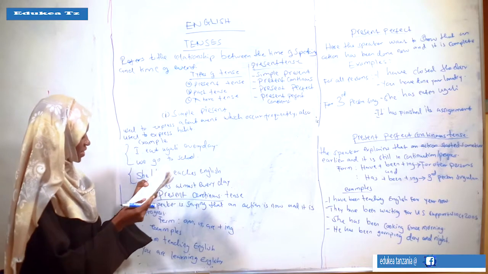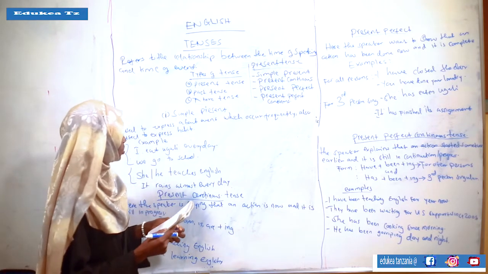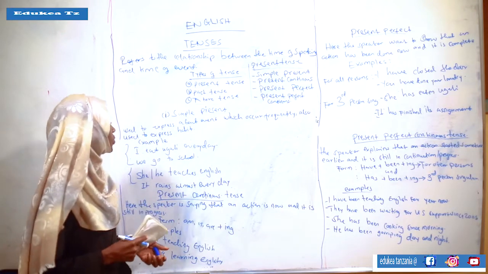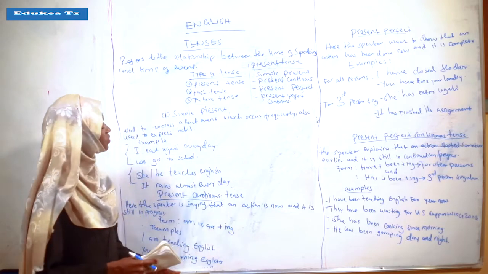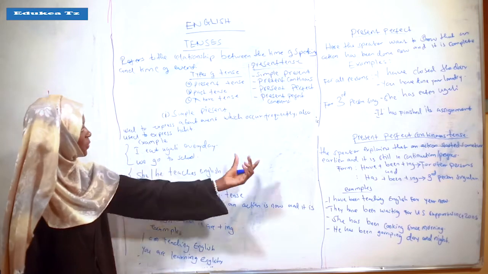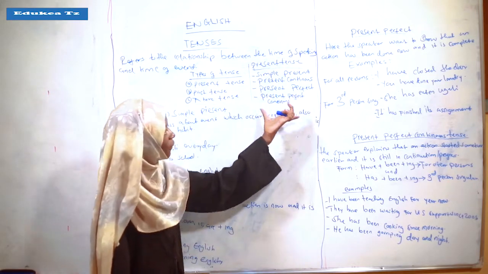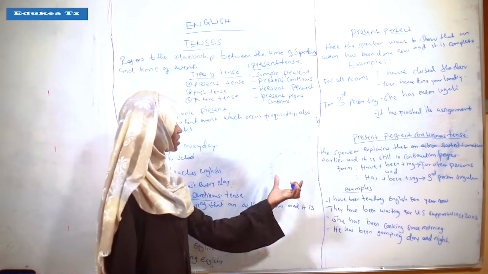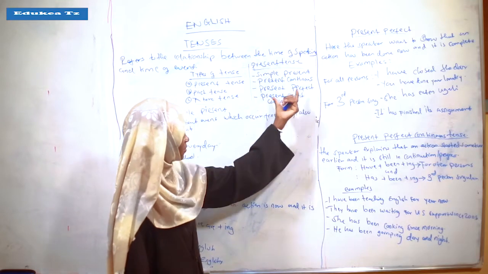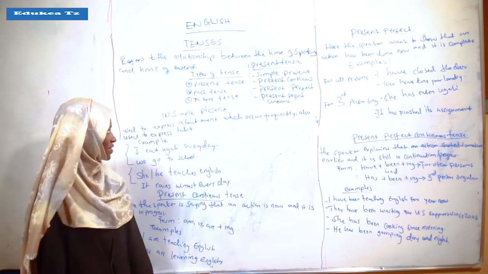Starting with the present tense, we call them the present group. That is when the time of speaking goes simultaneously with the time of the event. Present tense is also divided into four types: simple present tense, present continuous tense, present perfect, and present perfect continuous tense.